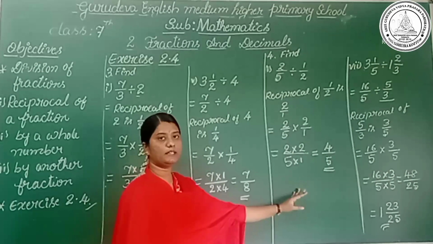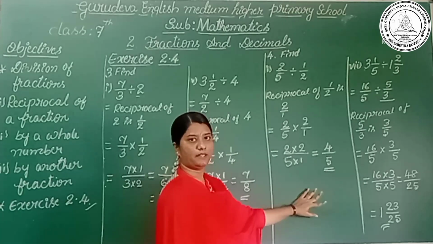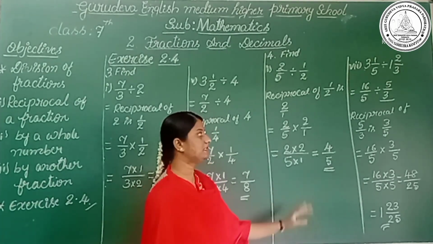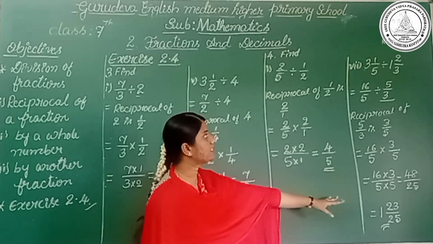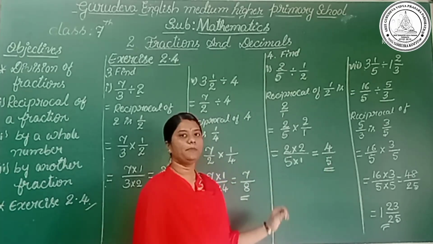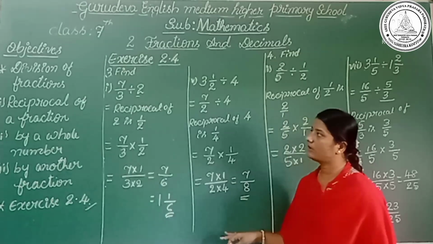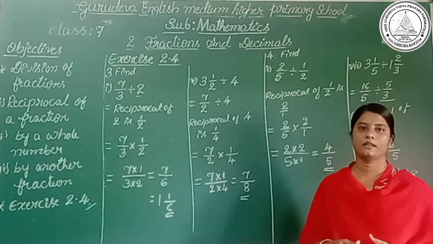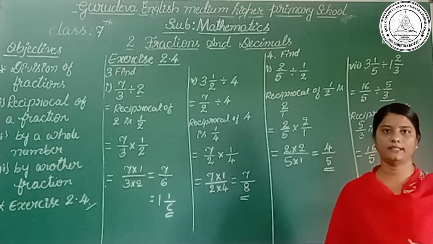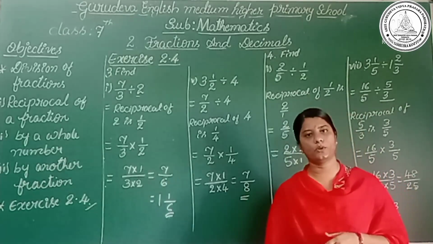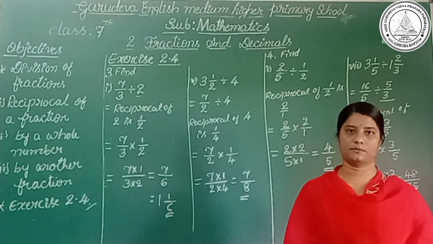And I have solved only 2 problems in the fourth main, and the rest of the problems are very similar to the first and sixth problems, so the seventh problem. So you have to do it on your own. So after that, I have completed exercise 2.4, right? So in the next class we are going to learn about decimals. Okay.